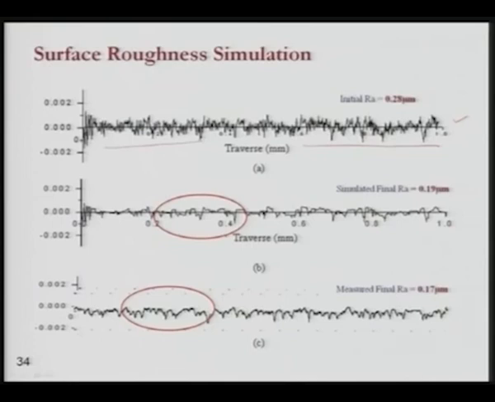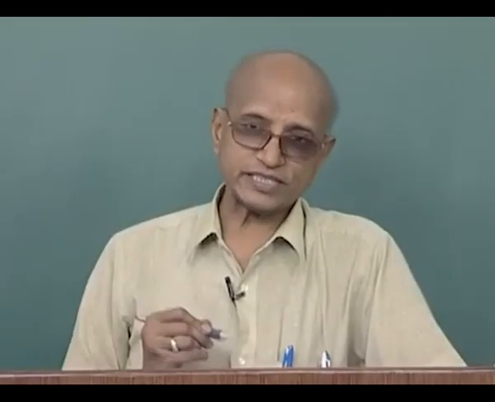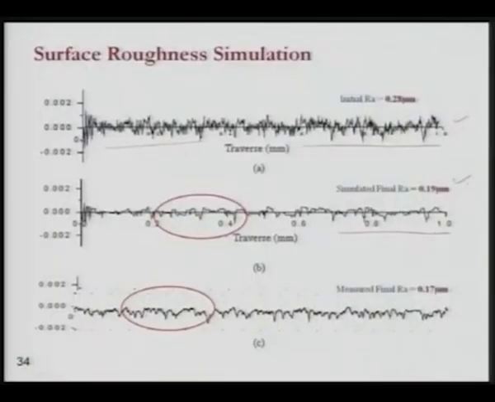You can see that after simulation for a certain time for which finishing was done, the simulated results gave this particular output, with 0.19 micrometer as the simulated final surface roughness value, Ra value. This is the picture of the simulated surface. Then finishing was done by the RMRF process, and the surface roughness value obtained was just 0.17 micrometer. So these two are quite close to each other, the simulated final Ra value as well as the measured Ra value.